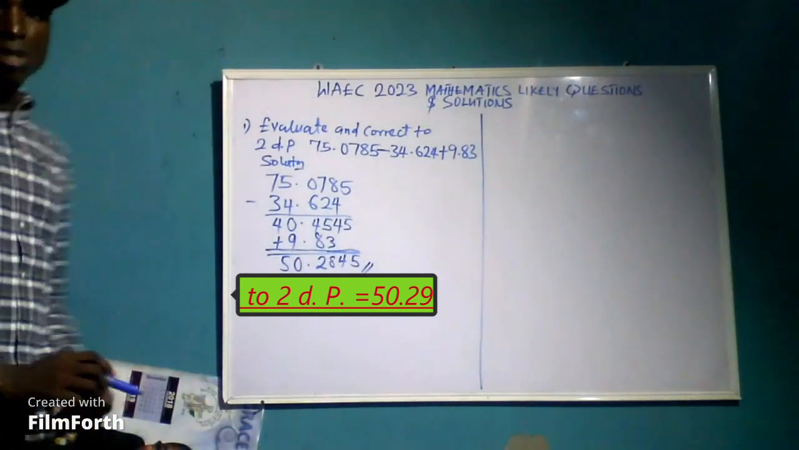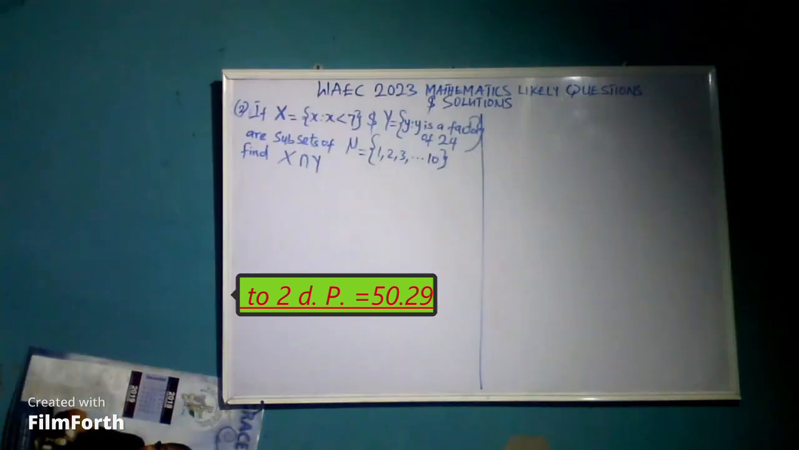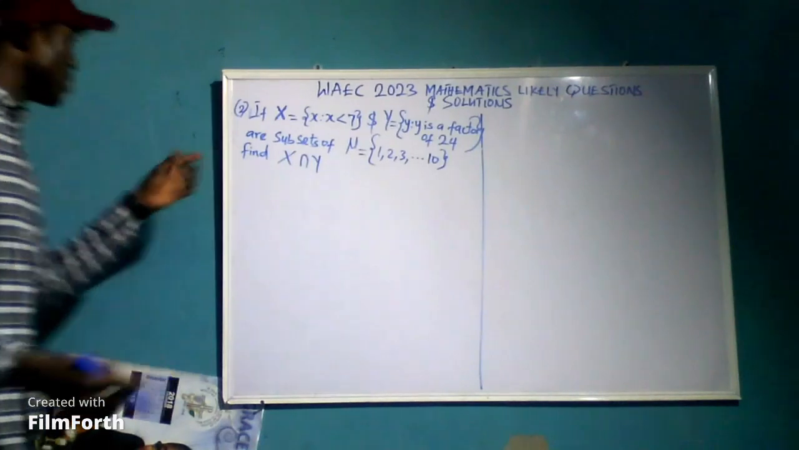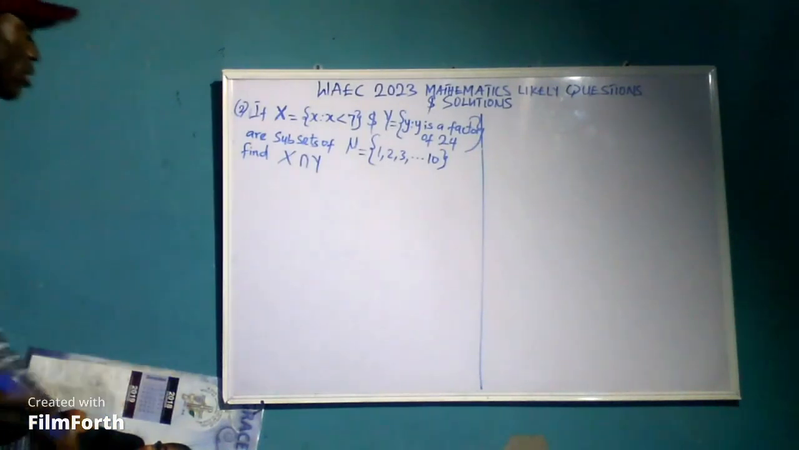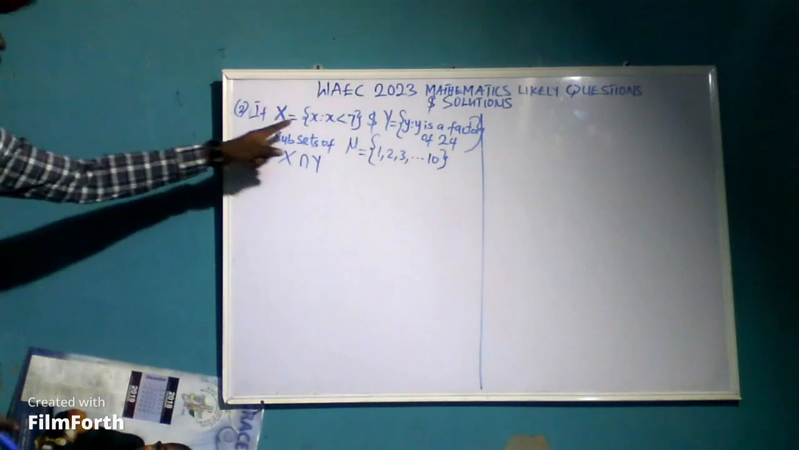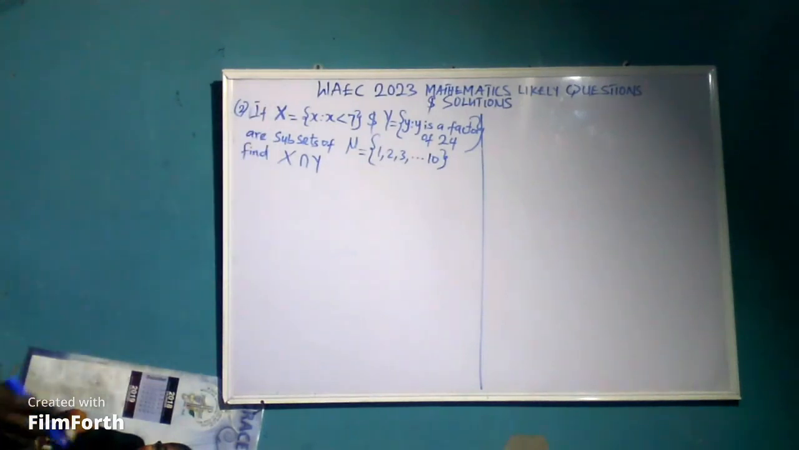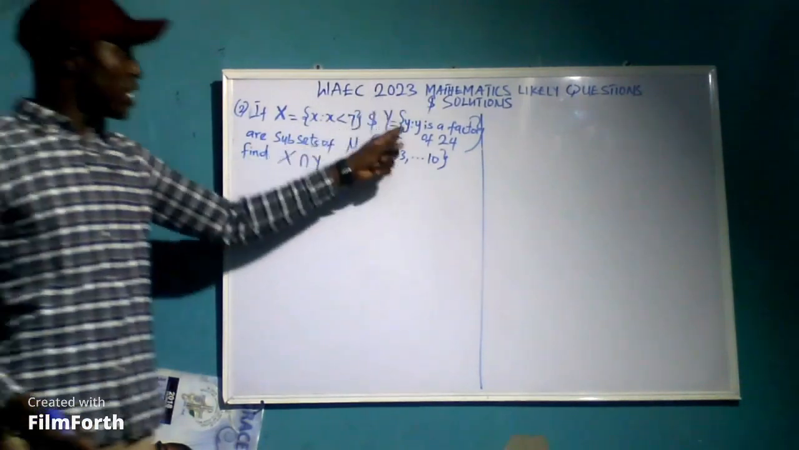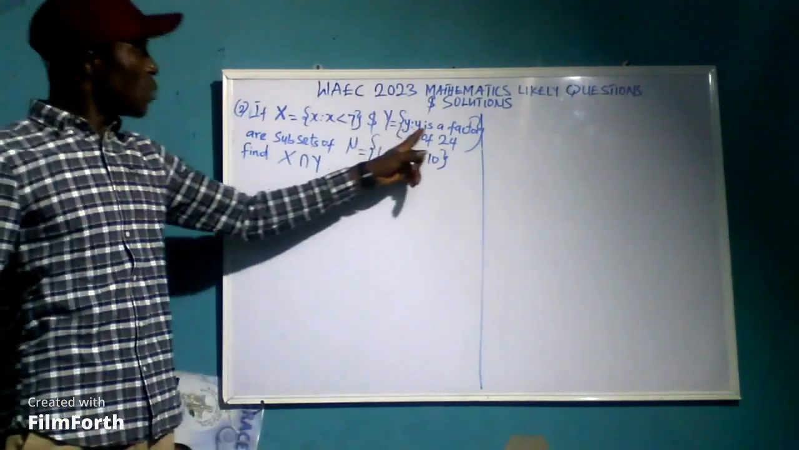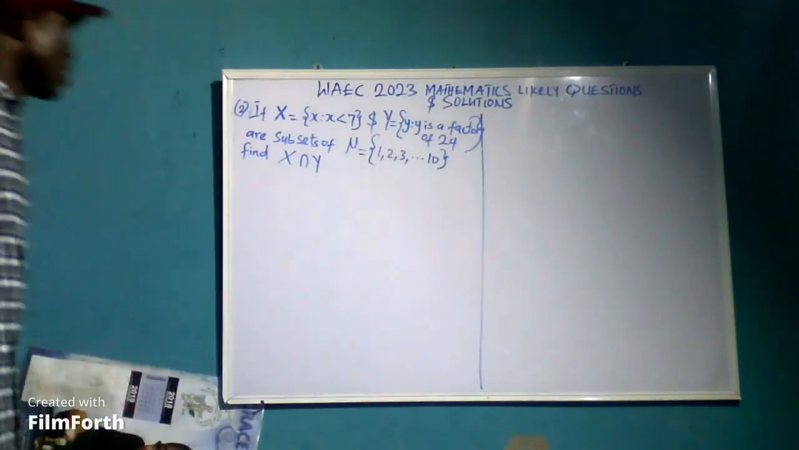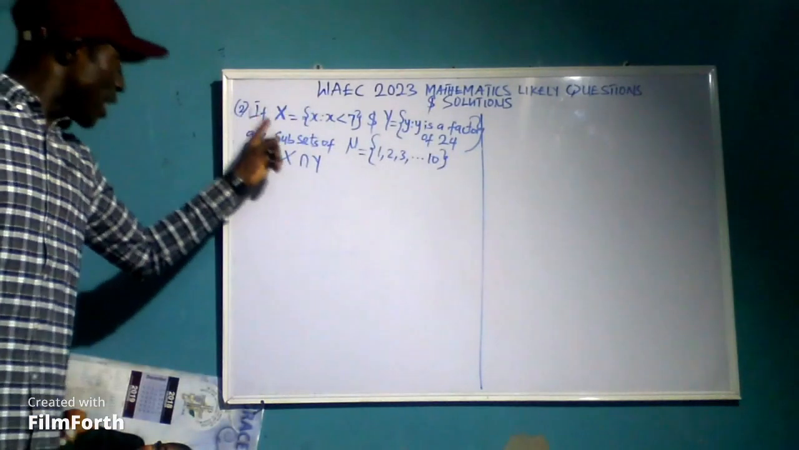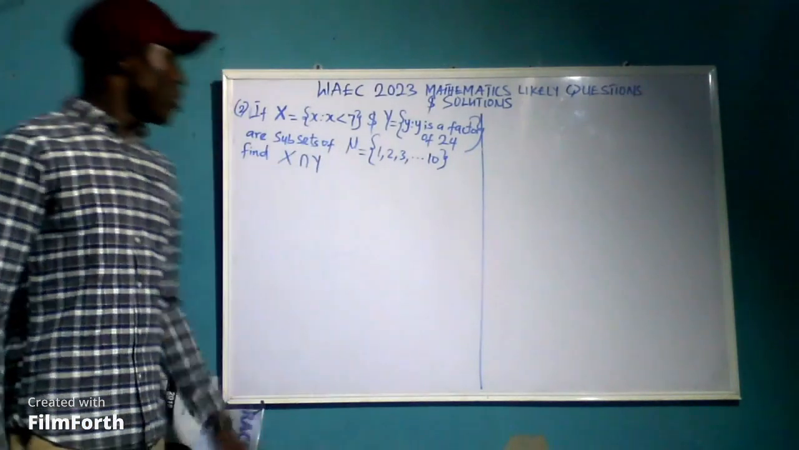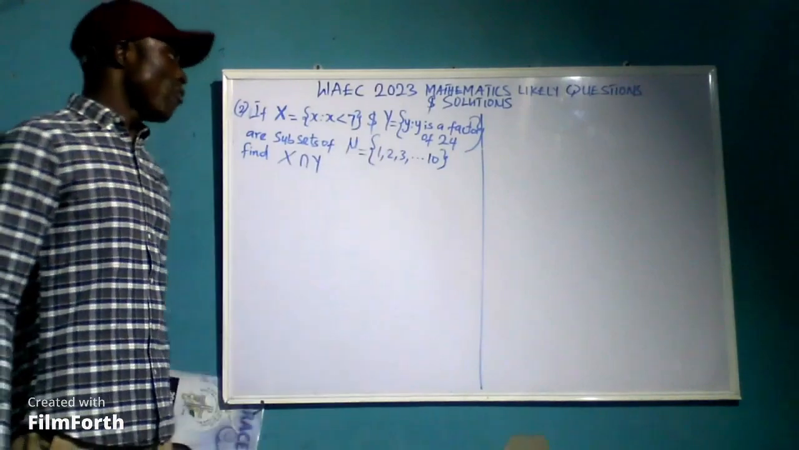Now, to the next question. Let's look at the second question. The second question is stated as: if capital X is equal to small x, such that small x is less than 7, and capital Y is equal to small y, such that small y is a factor of 24, and both capital X and Y are subsets of mu, such that mu is equal to 1, 2, 3, 4, 5 up to 10.